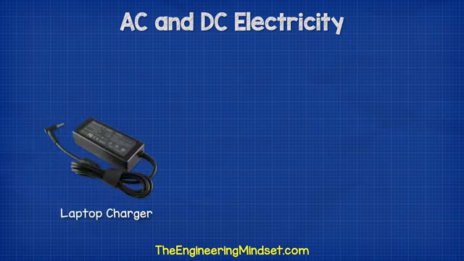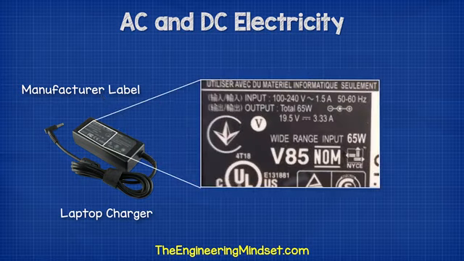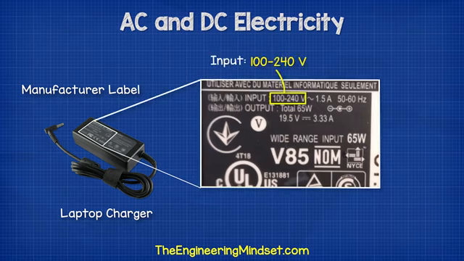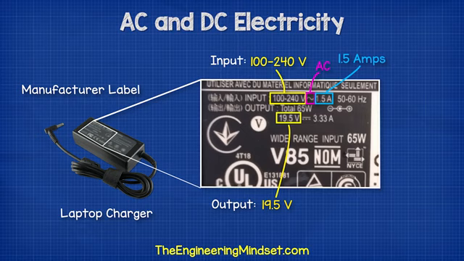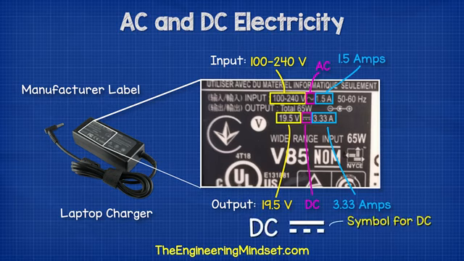If you look on the plugs of your electrical devices, you should find labels from the manufacturers which tell you what the product is designed to handle. For example, this laptop charger tells us that for the device to work, it needs an input of between 100 and 240 volts and 1.5 amps of AC or alternating current, which is represented by this symbol here. The charger will then convert this to give an output of around 19.5 volts and 3.33 amps of DC or direct current, which is represented by this symbol.